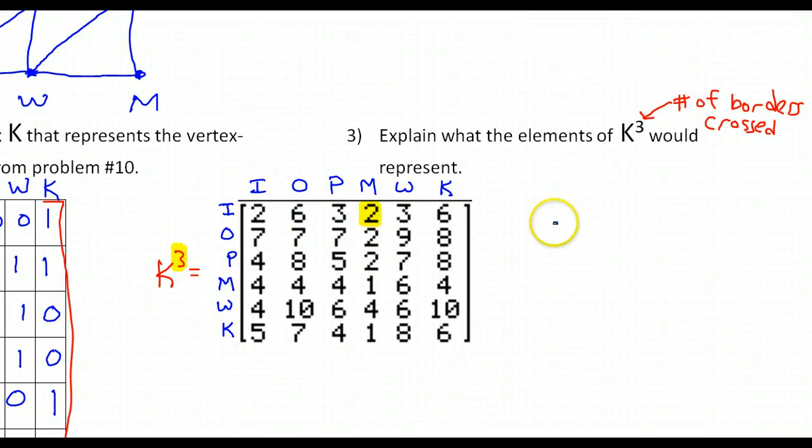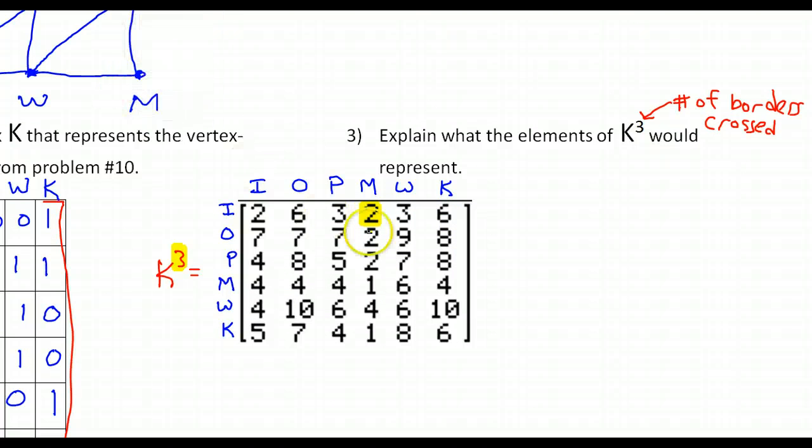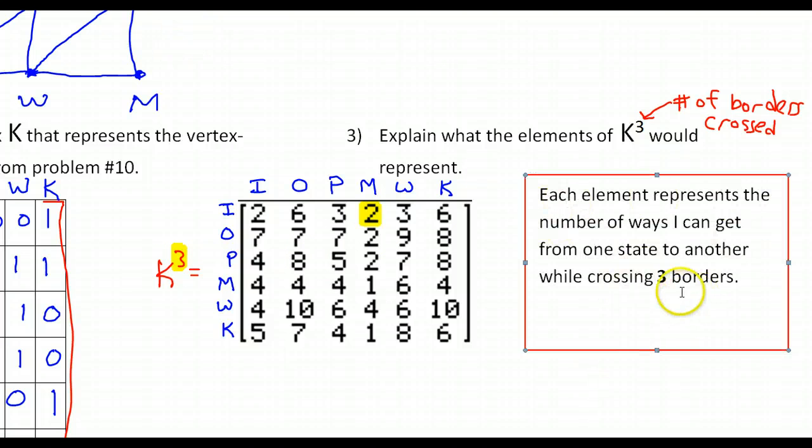So anyway, in general, to answer the question, each one of these elements represents the number of ways I can get from one state to another crossing 3 borders. Obviously, if this was a 4, it would be the number of ways I can get from state to state crossing 4 borders, and so on. So that would be the answer to number 3. Alright, let's move on.